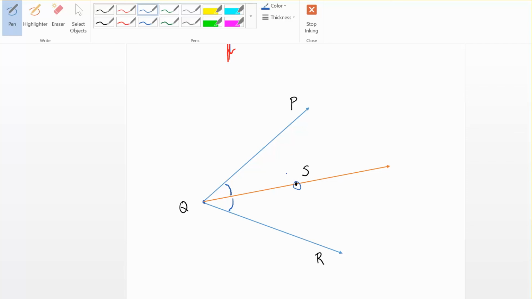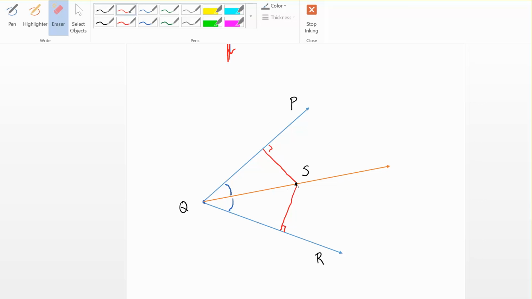So if I drew from S to the side PQ, I would want to make sure that I got there by the shortest route. It was going to be at a 90-degree angle. And the same thing here, if I was to go to QR, I would also make sure that I went at a 90-degree angle. Because as you can see, that would be a much shorter route than running from S to the road maybe this way or this way. The shortest distance from a point to a line is this 90-degree angle.